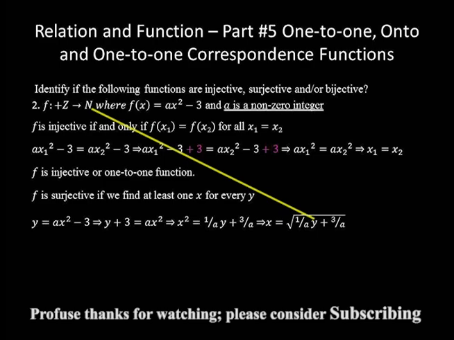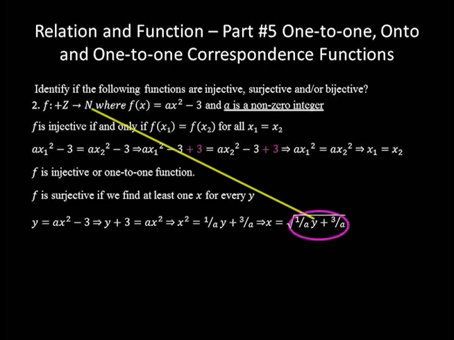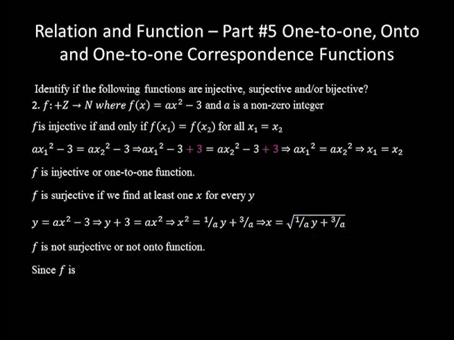If y is a big natural number and a is a small negative number like negative 1, the value in the square root becomes negative. That's undefined because the value in the square root must always be positive. This means for some y values, we can't find an x value, meaning for some values in the codomain, we can't find a preimage in the domain. Thus, f is not surjective. Since f is not surjective, it's not bijective, because bijective functions are both injective and surjective.